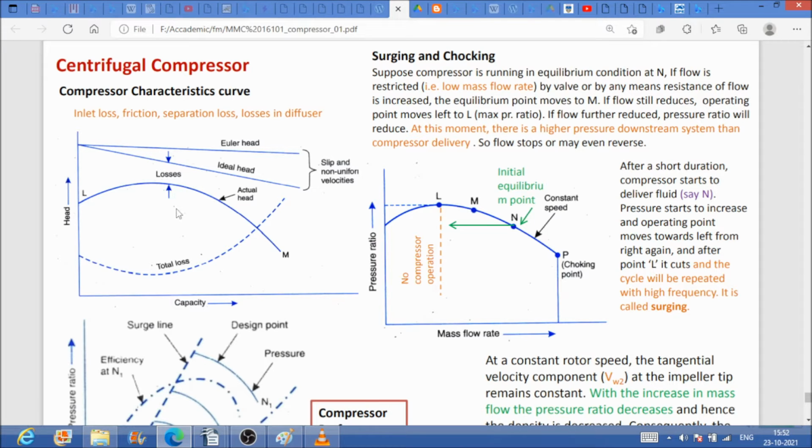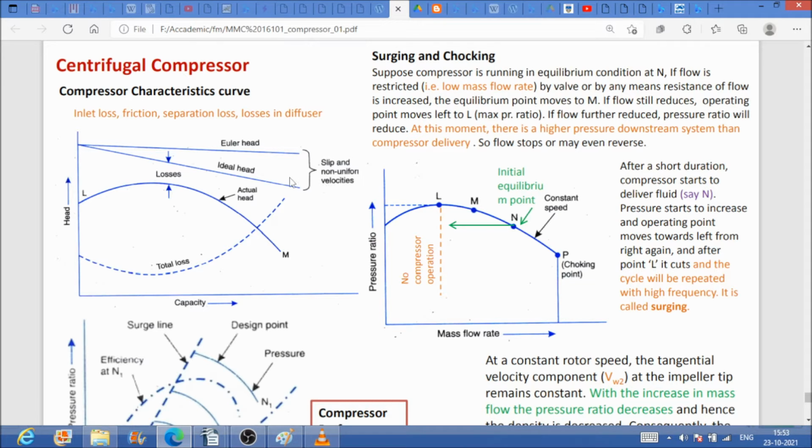Here, in the leftmost part, you can see the figure. This is the Euler's head, that is the pressure head, by using the equation Vw2 U2 minus Vw1 U1. So that is the theoretical head, where we do not consider slip or non-uniform velocities.